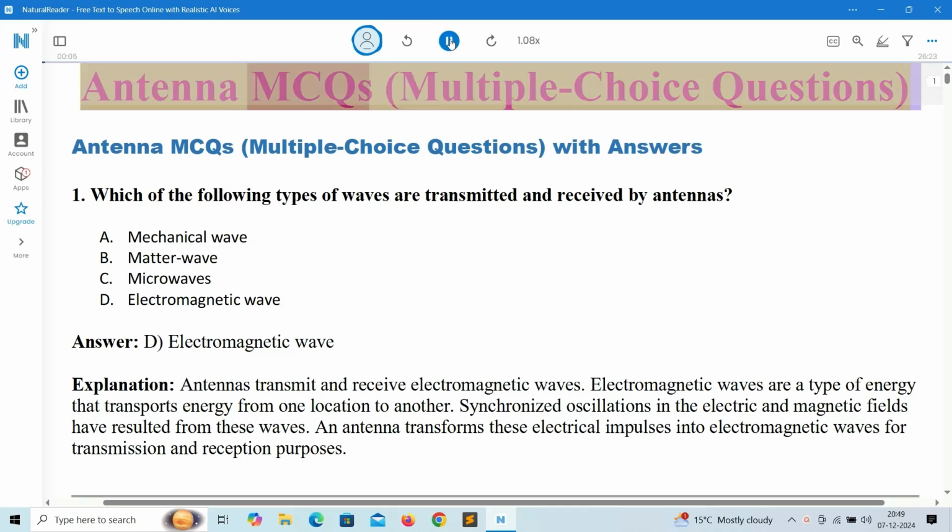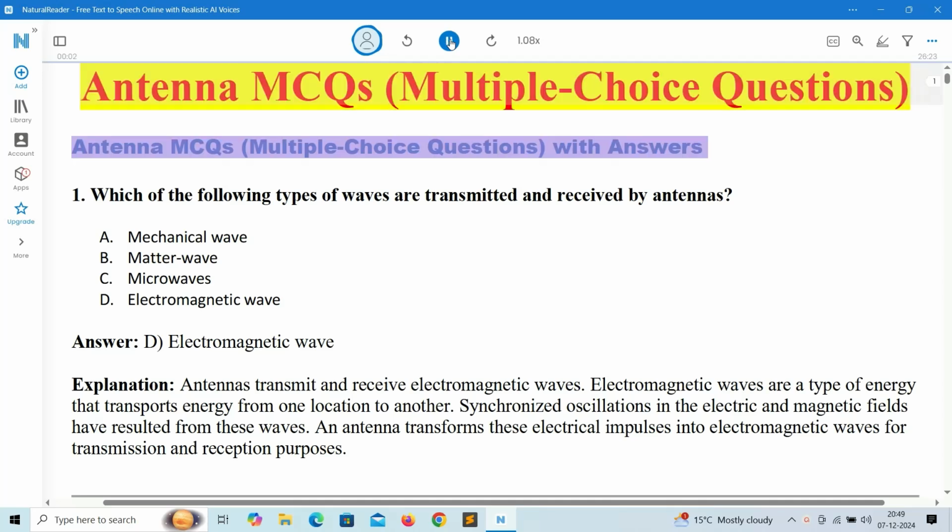Antenna MCQs, multiple choice questions. Antenna MCQs, multiple choice questions, with answers.